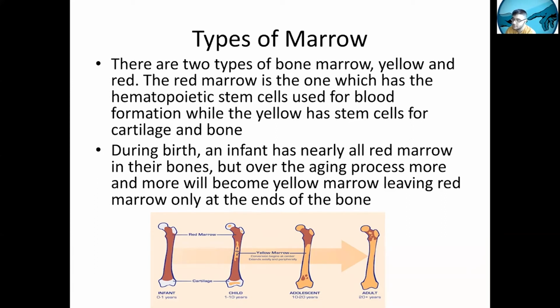During birth, an infant has nearly all red marrow in their bones, but over the aging process, more and more becomes yellow marrow, leaving red marrow only at the ends of the bone, which is the spongy bone, like I mentioned before. And you can see here, conversion begins at the center, extends axially and peripherally over time, and you start getting more and more yellow marrow rather than red marrow. Okay.